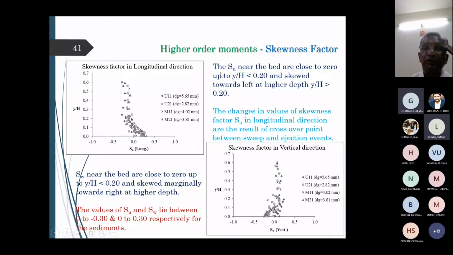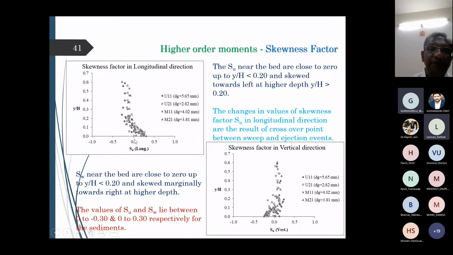Skewness factor. So you can say that the SU skewness factor near the bed is very close to zero, up to y by h less than 0.2, and is skewed towards the left at higher depth, y by h approximately greater than 0.2. See, this is 0.2. Beyond this it goes like this, and then beyond this it goes like this. So you can see the kind of variation we have over here.